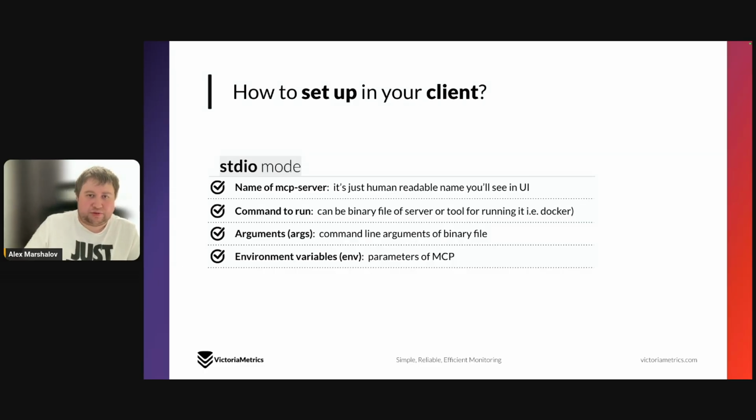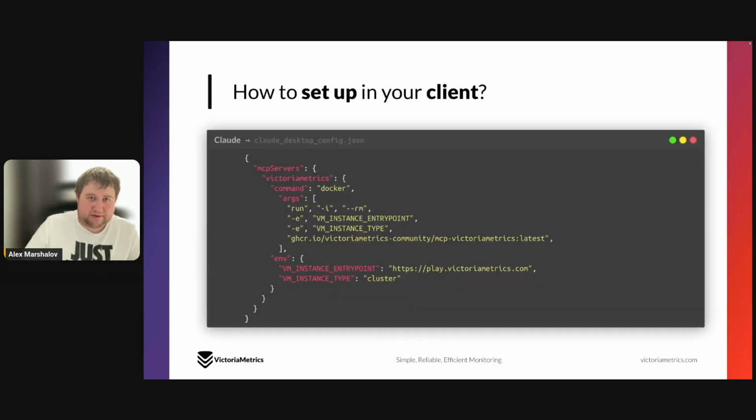What if I want to use Docker instead of local binary? So you need to replace command with Docker and add arguments section for specifying Docker parameters like on slide. By the way, you can see real working parameters to run your MCP server connected with our public playground. You can just try MCP with these parameters and this should work.